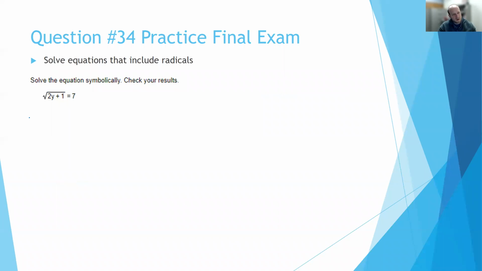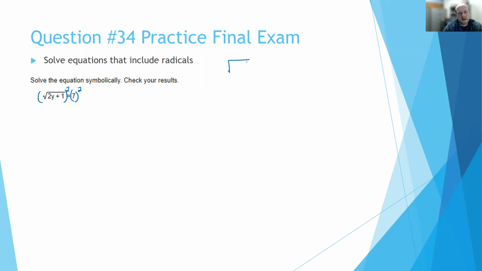All right, number 34 on the practice exam was to solve the equation symbolically and check our results. So we had the square root of 2y plus 1 equals 7. What we did here is we recognized that this square root is already alone on one side of the equation. So I can square that side, I can take all of this and square it, and I can also square this side. Now you can only do that if the radical is alone on one side of the equation.